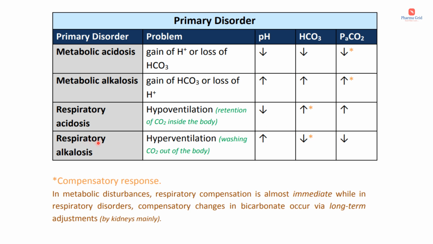Then in respiratory alkalosis, it is due to hyperventilation or washing carbon dioxide out of the body. It is alkalosis, so what will happen to pH? pH will increase. Then what about PaCO2? Partial pressure of carbon dioxide will decrease. As a compensatory mechanism, bicarbonate level will decrease. So this is the summarization of acid-base disorders. Those that I have marked with an asterisk are the compensatory response. In metabolic disturbances, respiratory compensation is almost immediate, while in respiratory disorders, compensatory changes in bicarbonate occur via long-term adjustments by the kidneys mainly.